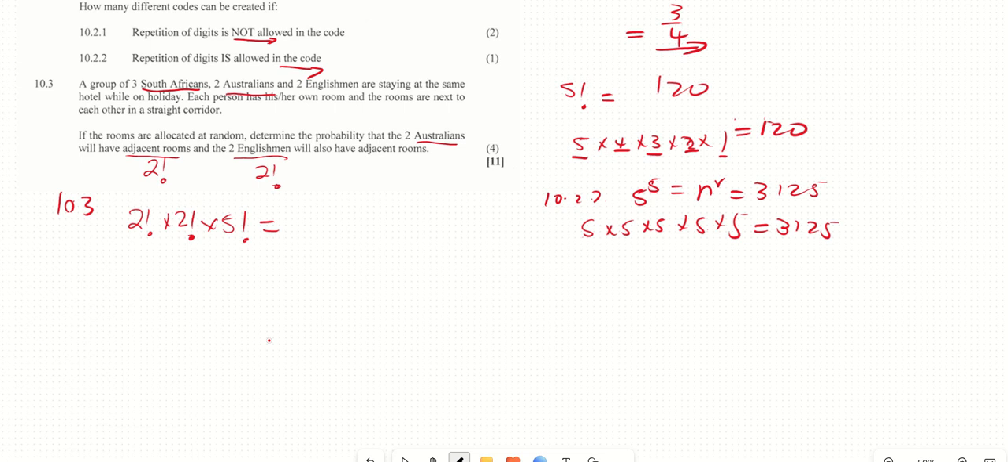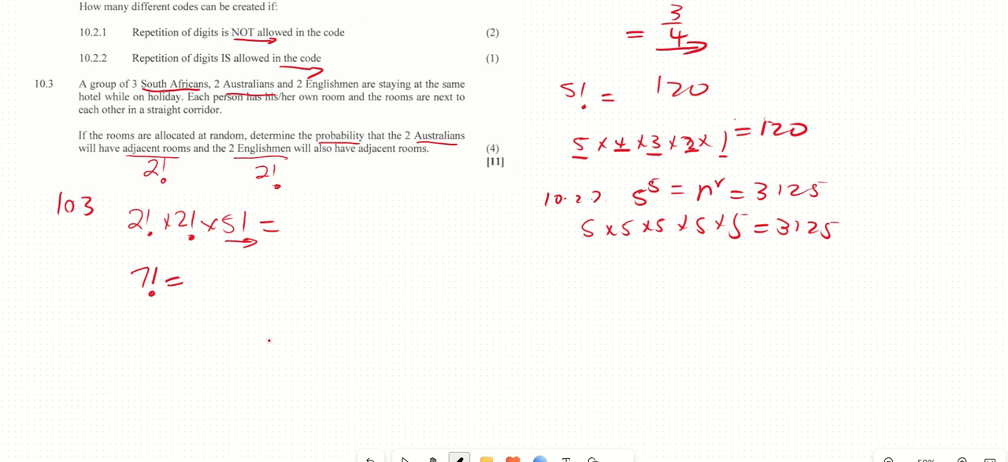But now they said the probability, so let's check the probability of arrangement of the rooms. How many people are here? We have 7. So there's a 7 factorial total of arranging these people in any way. But this is the number of arrangements where the 2 Australians are next to each other and the 2 English are next to each other. This is the arrangement of the Australians. This is the arrangement of the English. All together, they form 5 arrangements because the pairs are arranged together. They are just arranged, but they can be arranged again.